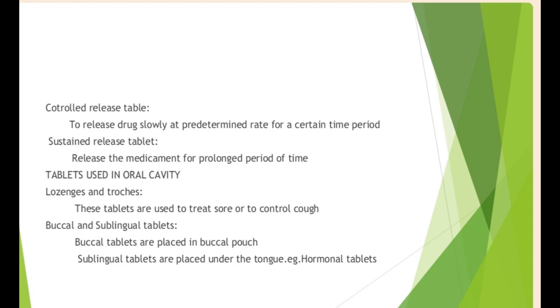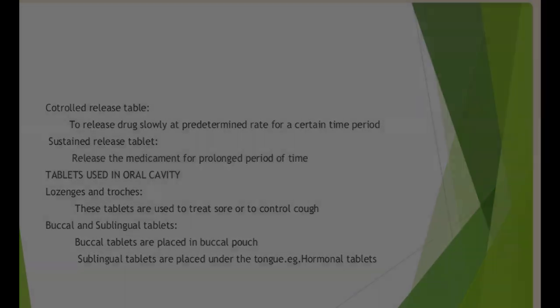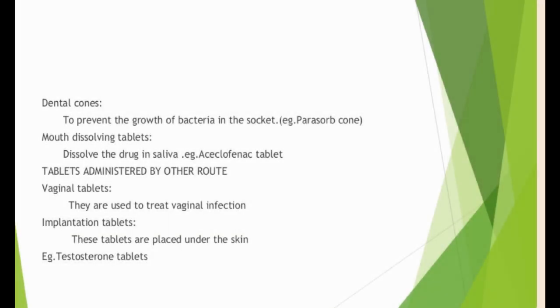Example, hormonal tablets, isosorbide dinitrate tablets. Next, dental cones. These are tablets used to place in the empty sockets remaining after tooth extraction, used to prevent the growth of bacteria in the socket. Example, Parasorb cone.